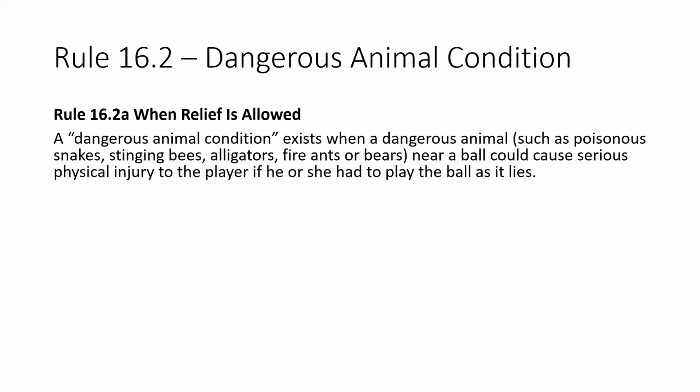And so a dangerous animal condition exists when a dangerous animal, such as a poisonous snake, stinging bees, alligators, fire ants, or bears, near a ball could cause serious physical injury to the player if he or she had to play the ball as it lies. So apparently, if it's just regular snakes, they're not dangerous. I guess, I don't know.